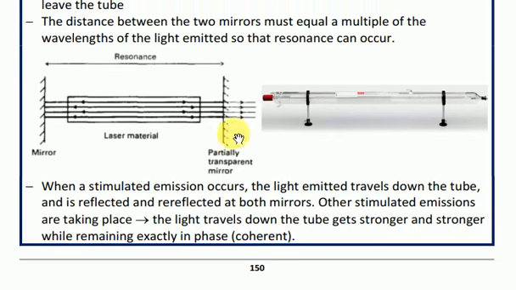As one of the mirrors is partially transparent, some light is allowed to leave the tube, and this light will be coherent. The wave fronts are in phase. It will be monochromatic, all light will be of one wavelength, and the light will be collimated. All the rays will be parallel. Light is produced continuously, and such a laser is said to be operating in continuous wave mode, CW mode.